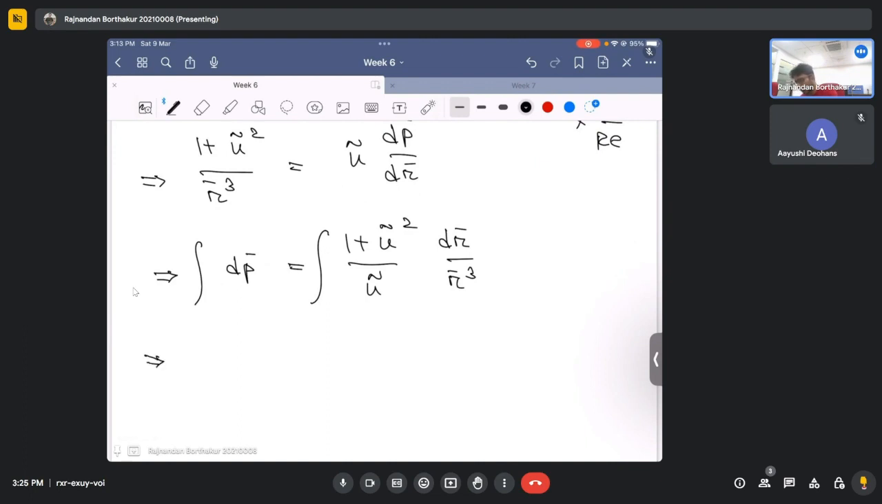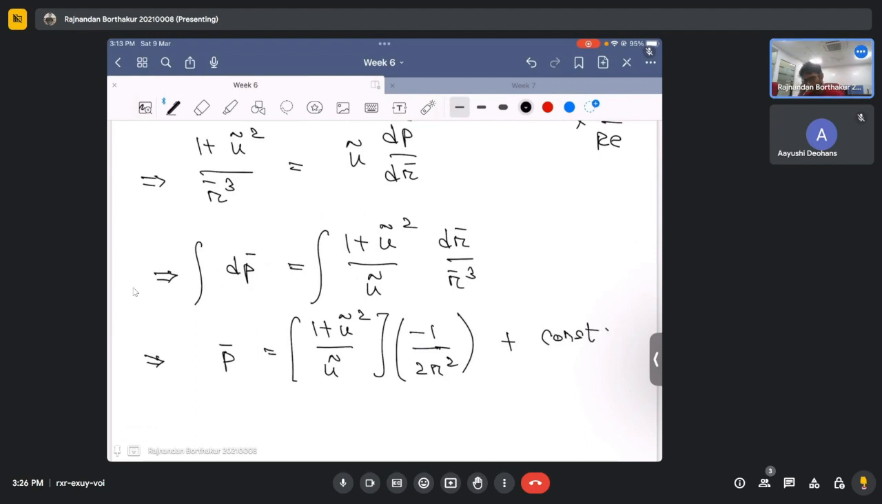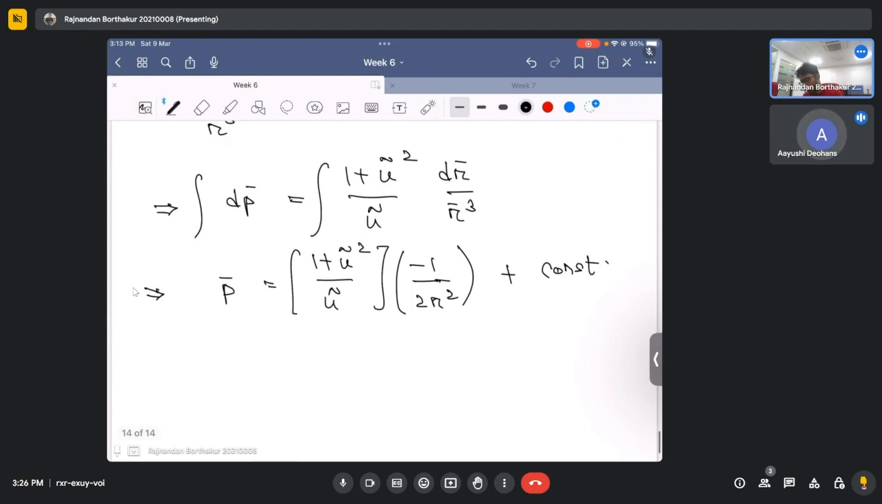So if we integrate it, this would become pressure, which is p bar, and this would be 1 plus u tilde squared by u tilde, which comes out because it's a constant. And integration of x to the power n is x to the power n plus 1 by n plus 1. So if you do that, it would just be minus 1 by 2r squared, if I'm not wrong, plus a constant. Just let me know if I made a mistake, but I hope I'm right. In the denominator, shouldn't it be 1 by u tilde squared? Yeah, it should be 1 by u tilde squared.